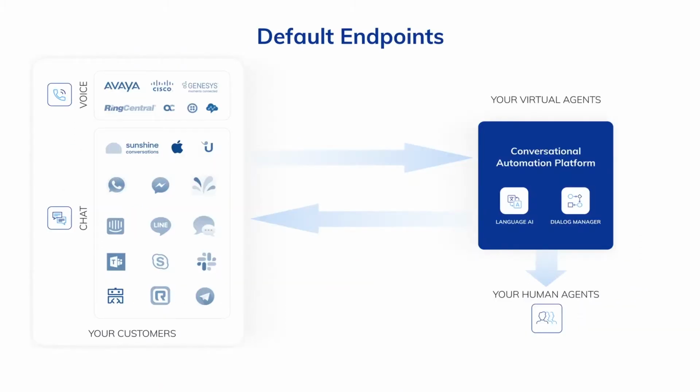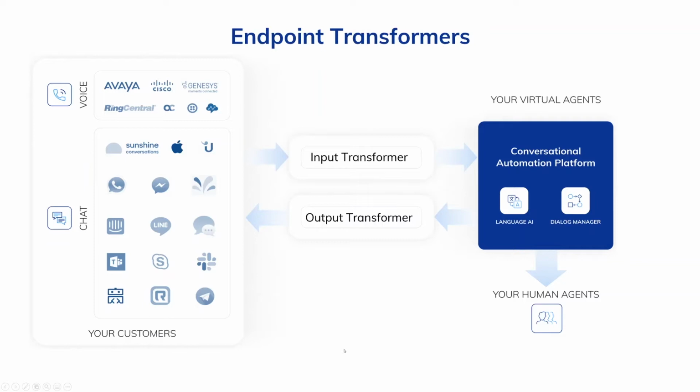Now, if we take a look at our default endpoint behavior, you can see that the user input goes straight from the channel the user is currently using to the platform, and the platform output goes straight back to the user channel. Once we bring the endpoint transformers into play, you can see that the user input first goes through the input transformer and only then into the platform, and the platform output first goes through the output transformer and only afterwards to the user channel.